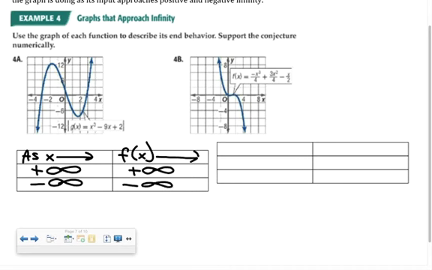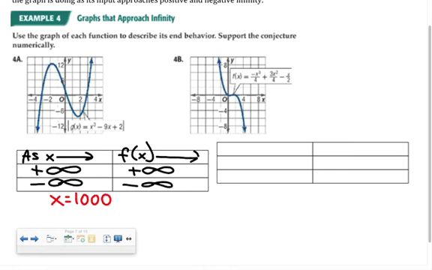And the instructions ask us to support the conjecture numerically. So as something approaches positive infinity, I might choose to pick a very large number to plug in for x. So I might pick an x value of 1,000. If I plug 1,000 into that function, I've got 1,000 raised to the third power. Is your calculator bursting at the seams yet? And then minus 9,000 plus 2. And so that's a very, very massive number.